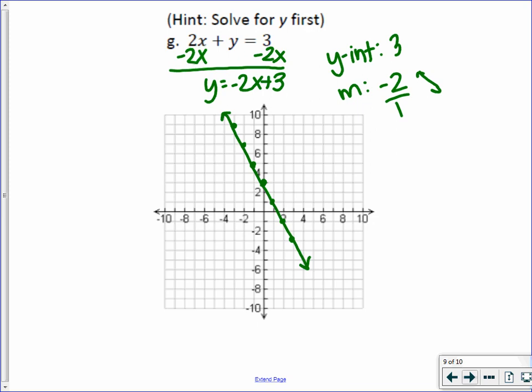All right, go ahead and try H on your own. I'll put the answer up here in just a second for you to check your work. But H, your first step is going to have to look like what you just did on G.